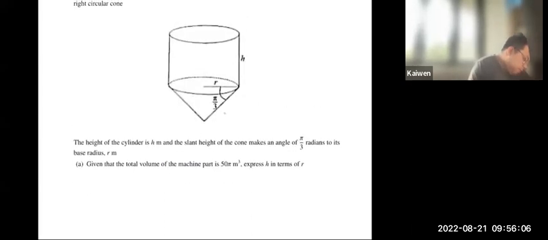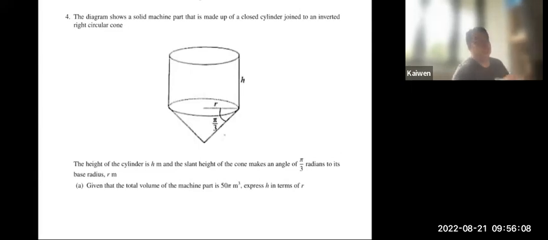So what we have here is a machine part that consists of a cylinder and an upside down cone. The cylinder has a height of h and radius of r, and the cone has a radius of r with an angle of pi over 3. We know that the volume of the whole machine part is equal to 50 pi. Express h in terms of r. How do we do this question?